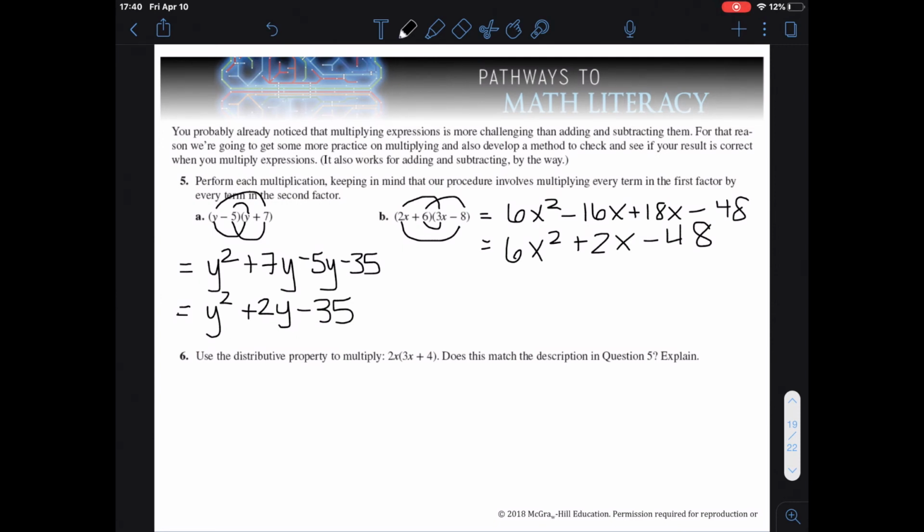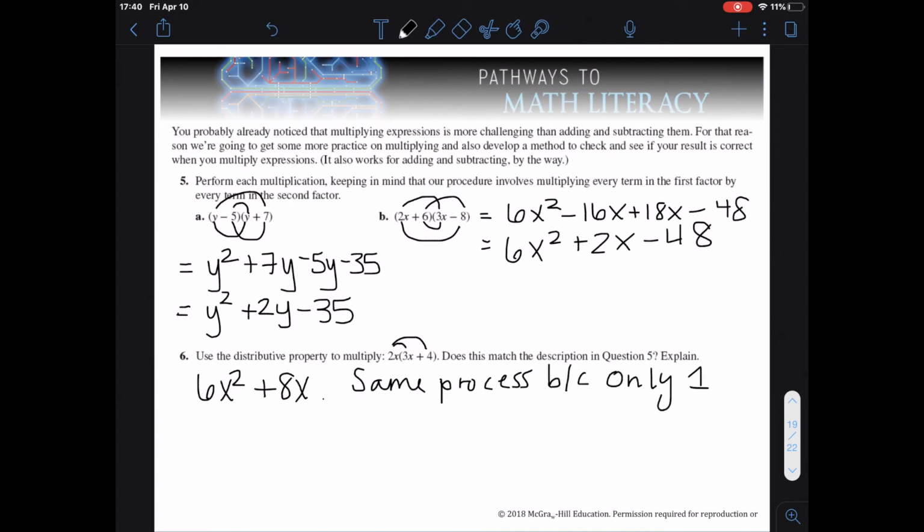Okay. So this process is each term in the first factor will come in contact with the other terms in the second factor. So in this example, if we apply that same process with the distributive property, it's still the same thing. The first factor just has a single term. So it's still the same process. So we need to take 2x and times it by 3x plus 4. You get 6x squared plus 8x. So it's the same process because there's only one term in the first factor.